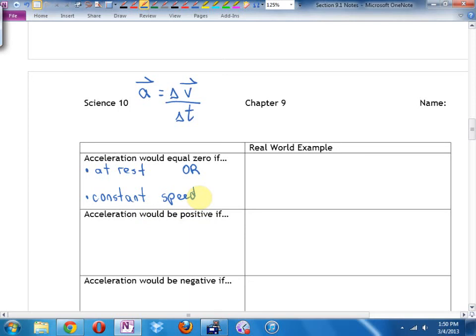At a constant speed. Real world example at rest: sitting in a chair, all of you right now have no acceleration, if we ignore the rotation of the Earth, which we're going to. Or else there would be no real world example. Well, Dane said there would be no real world example if we ignore it.